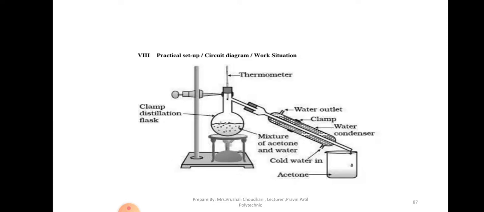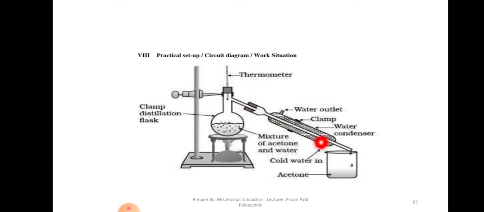This is the practical setup. This is called a distillation assembly. Here we are going to take a mixture of acetone and water. So when we are heating this acetone and water, the material which has the lower boiling point gets evaporated first, and when it is converted to the gaseous state it will move upward, and as there is only one direction it will move towards the condenser.